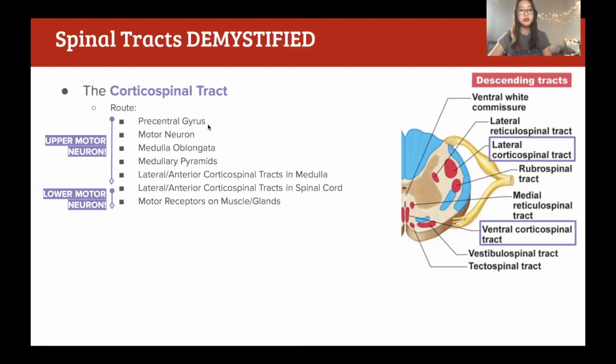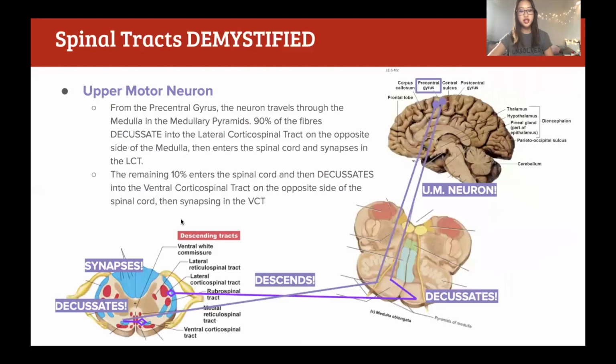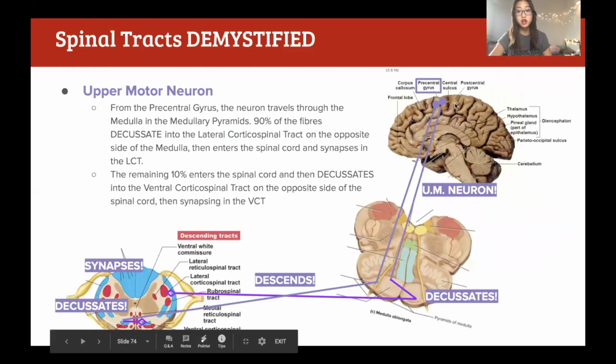So we are taken from the precentral gyrus all the way to the lateral and anterior corticospinal tracts in the medulla, the lateral anterior corticospinal tracts in the spinal cord. This would be roughly when the upper motor neuron synapses with the lower motor neuron, and then that's when we get to the motor receptors on muscles or glands, okay? So first, this looks a little bit complicated, don't worry.